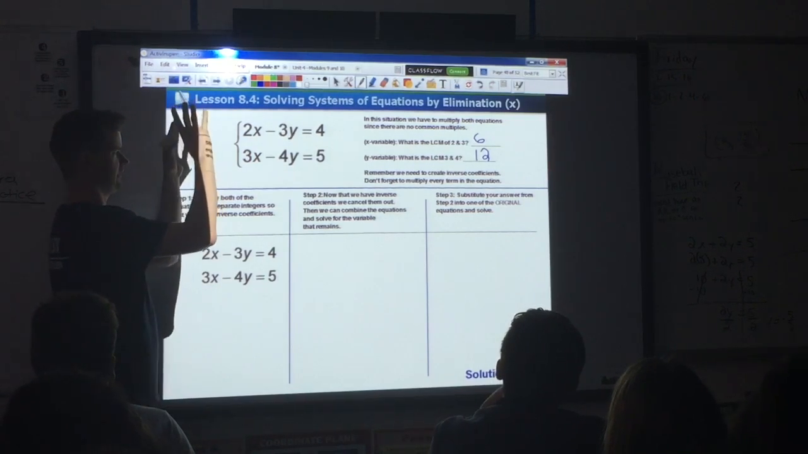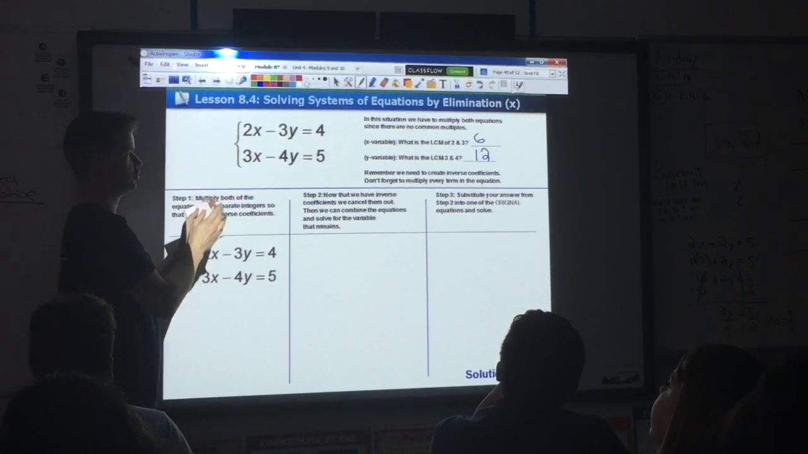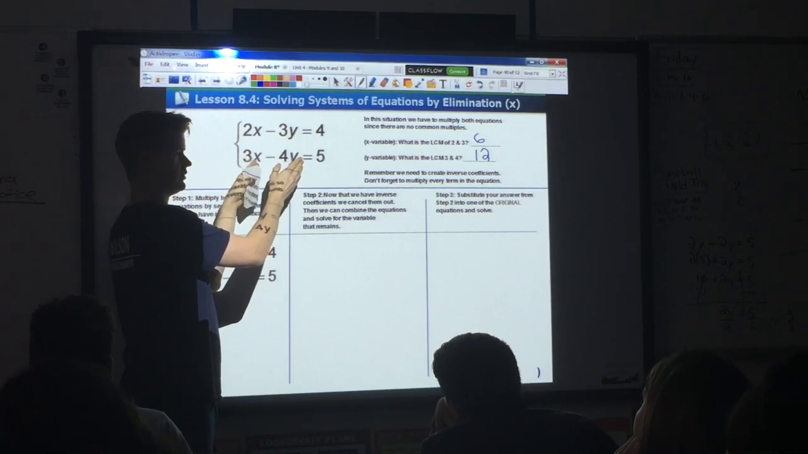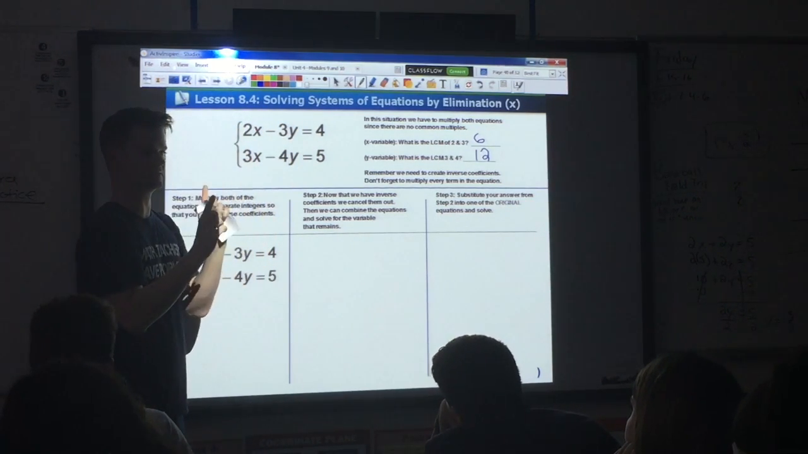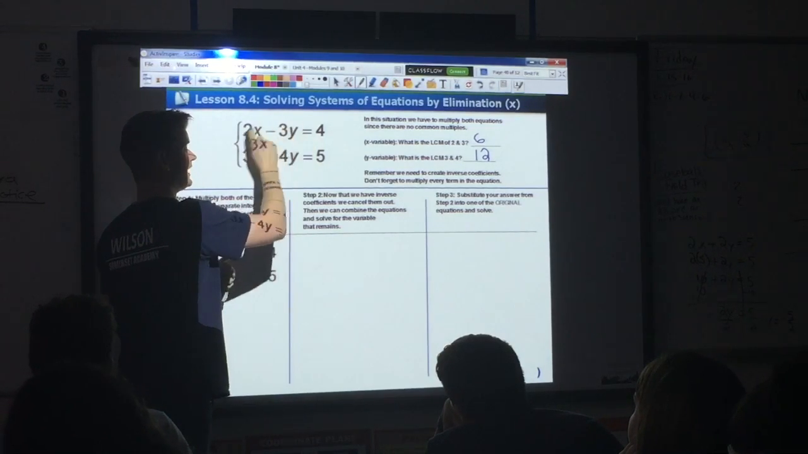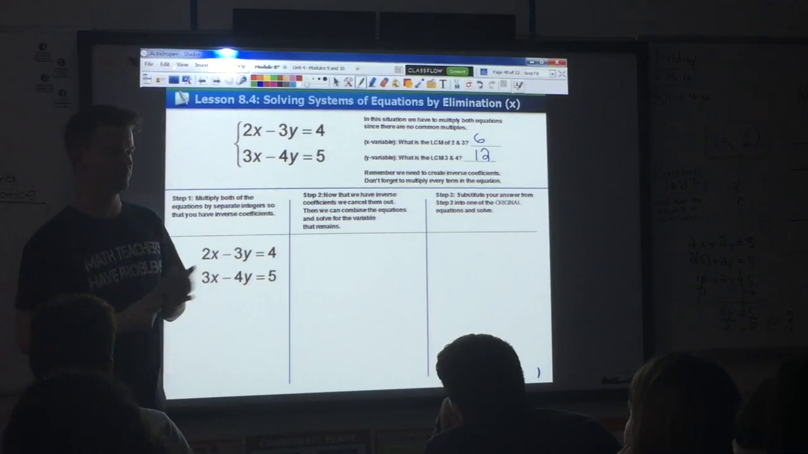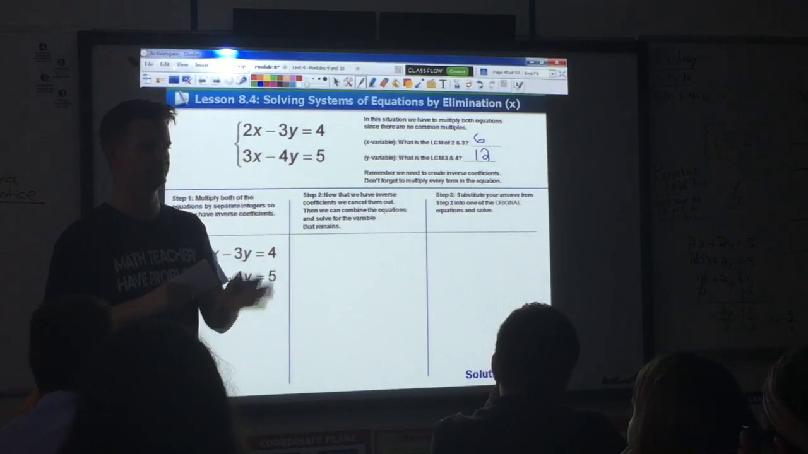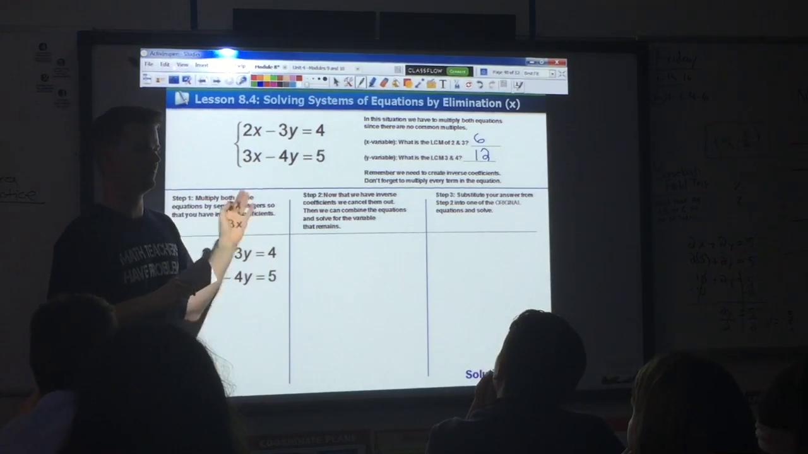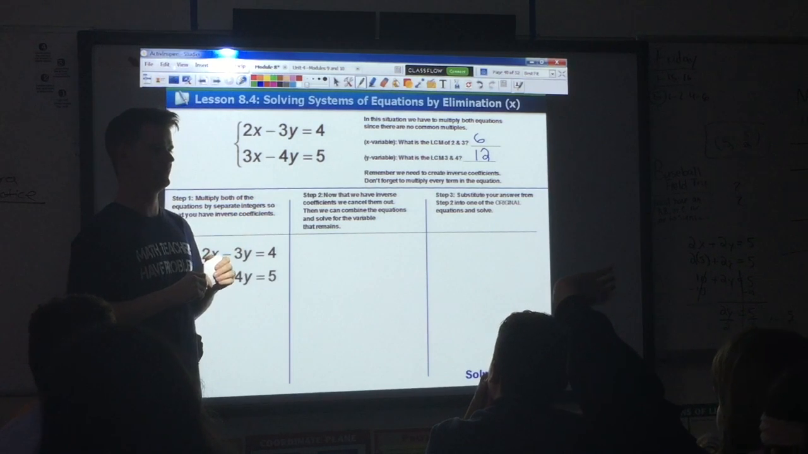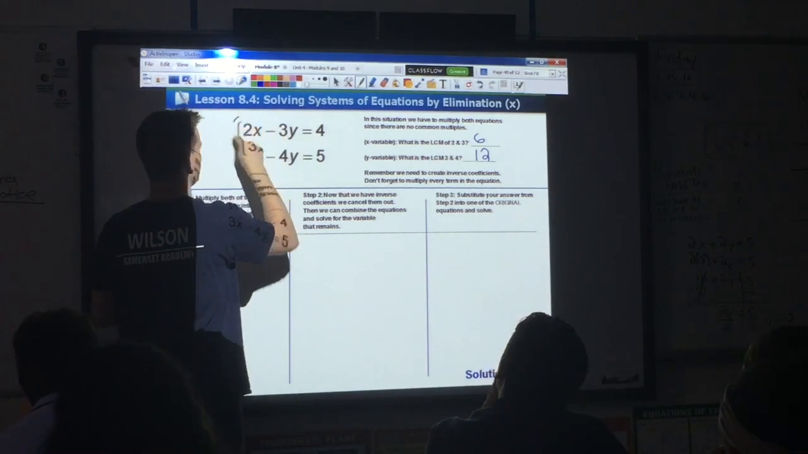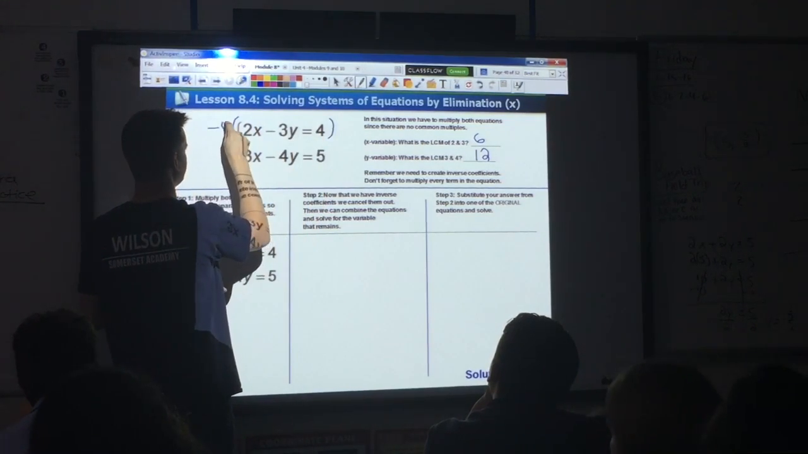Now, it makes it easier in this situation to make the top one your positive and the bottom one your negative. So the question then is this. I'm looking at negative 3y. What can I multiply negative 3 by to get a positive 12? I want a positive 12 on top. What can I multiply negative 3 by to get a positive 12? Negative 4. So I'm going to multiply the top equation by negative 4.